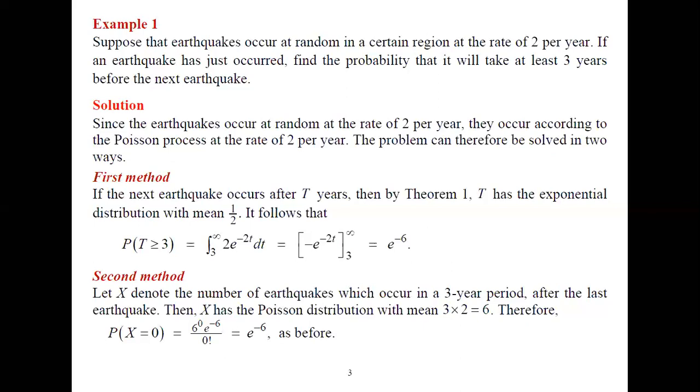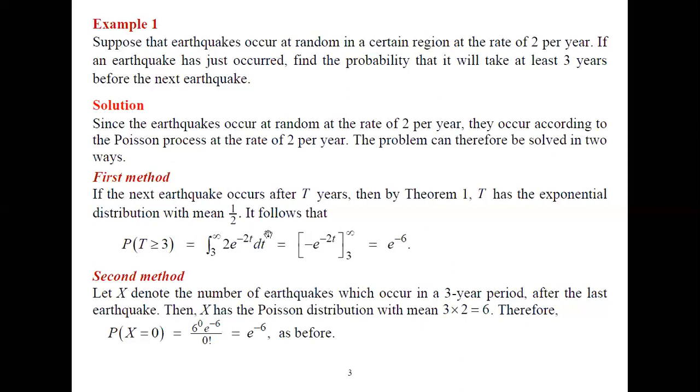That's all that we are doing. I'm telling you. Okay. So if the next earthquake occurs after 3 years, then by theorem one, T has what? The exponential distribution with mean 1/2. Then what do we want to find? The question is: find the probability that the next earthquake will occur after 3 years. We want to find that T, the time of occurrence of the next earthquake, that's what we call T, is greater than or equal to 3. Okay.